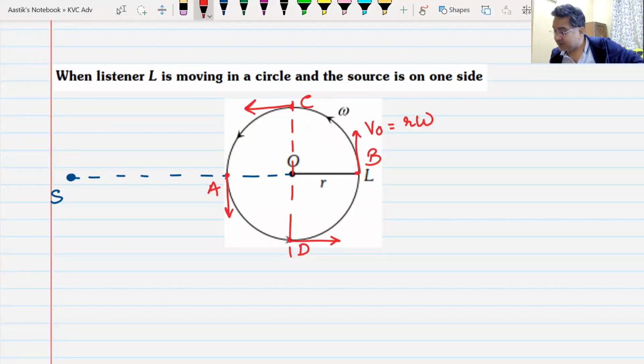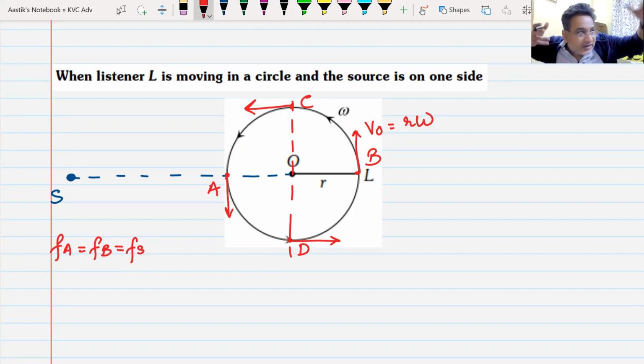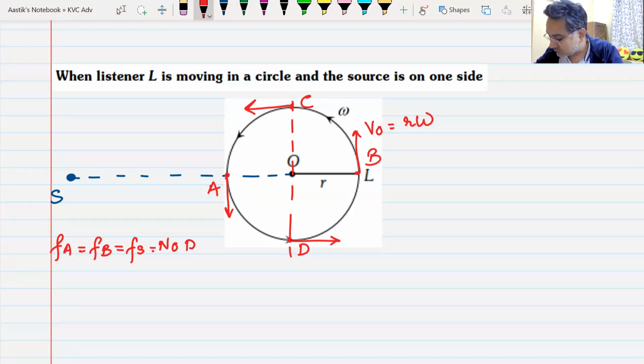Then we come to this case where the observer is moving in a circle and the source is on one side. At point A and B, what will be the frequency heard? Zero, sir? No, sir. It is the frequency of the source. It is not zero. The sound does not disappear. There is no Doppler effect. Do we understand this? Yes, sir.